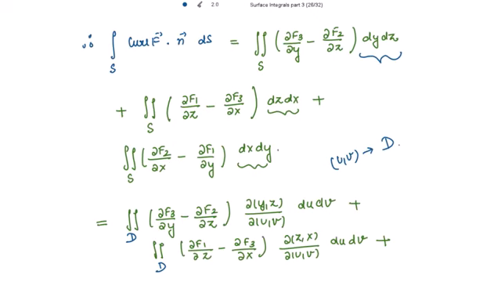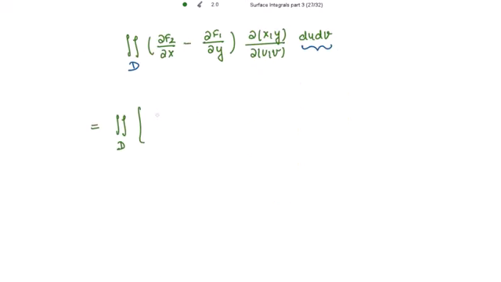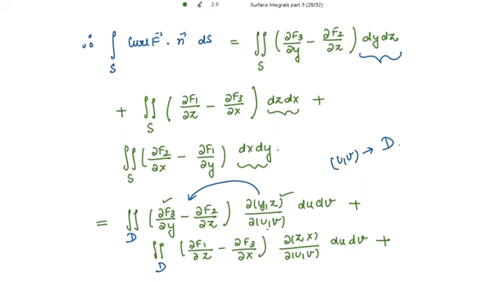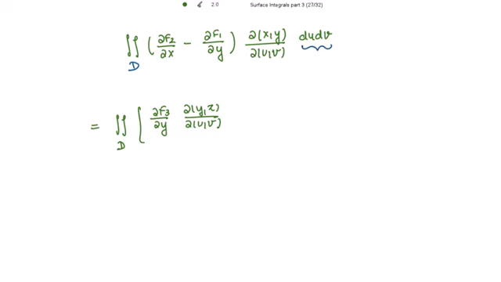In the next step, we are going to multiply this inside with each term in the bracket. So this is partial derivative of f3 with respect to y, times the partial derivative of (y, z) with respect to (u, v). And then I have minus partial derivative of f2 with respect to z, multiplying the same.